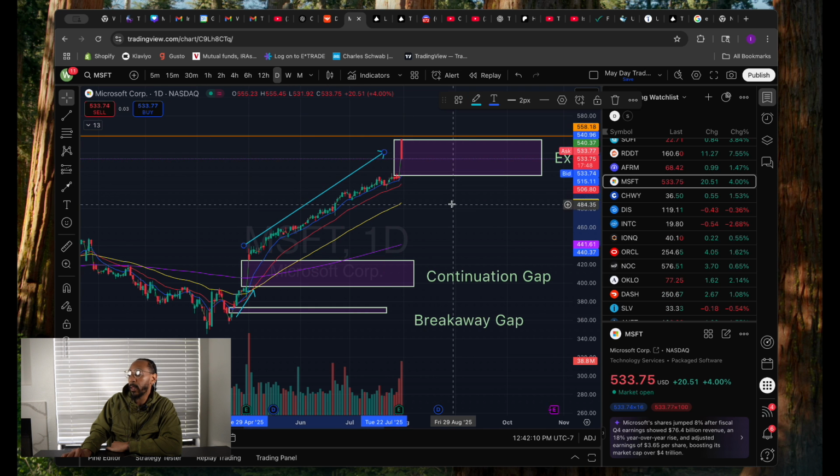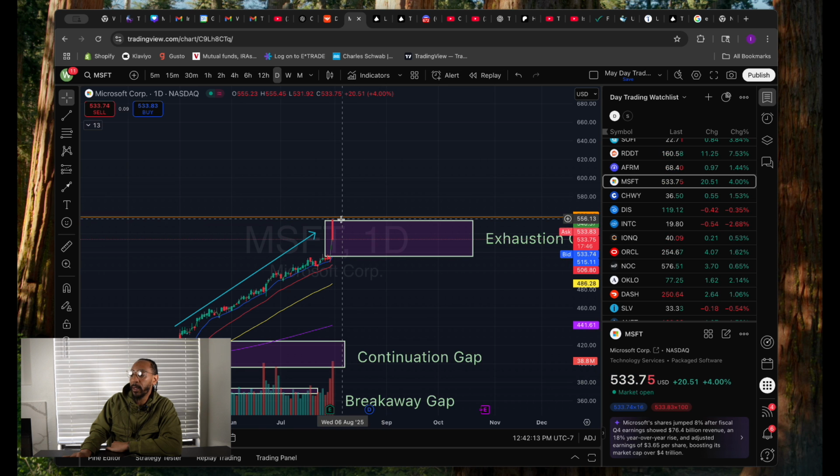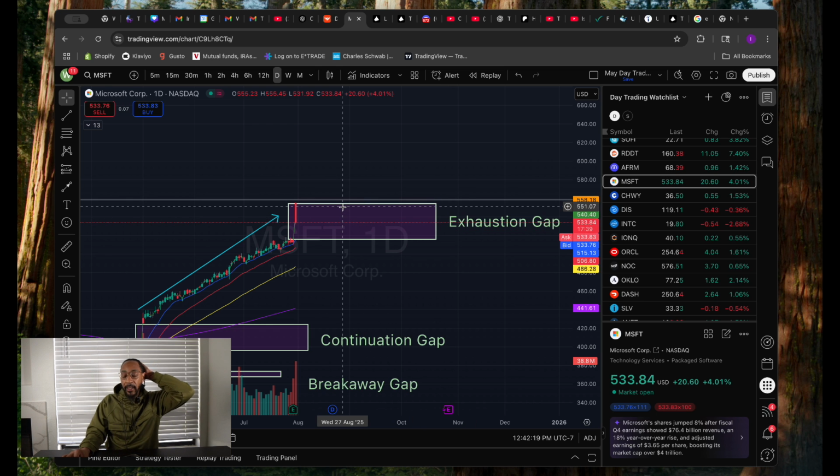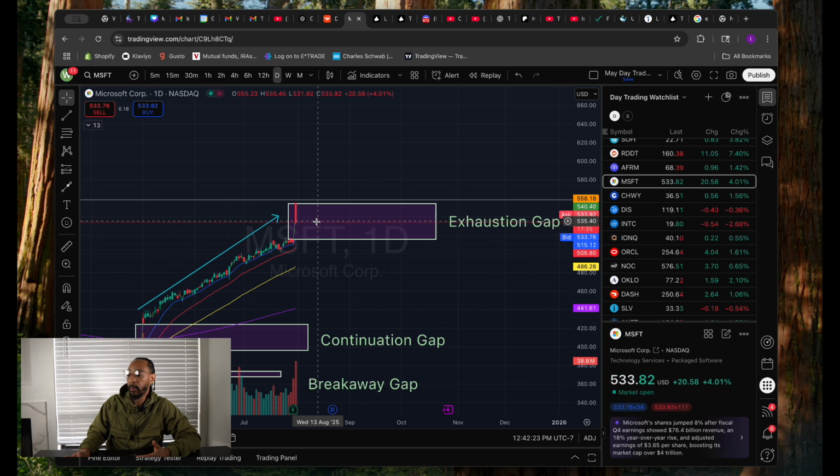And now look, it gapped up again, but then it had a sharp decline. This is called an exhaustion gap. And now, as you can see, this means that Microsoft is ready to come down now, all right, because we're halfway inside of the gap. Immediately came up, boom, sold off. All right, it's exhausted. So now it's time for Microsoft to take a break.